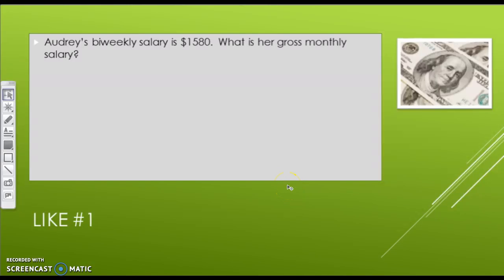Hello, Math Maniacs. Here we have a question about salaries. It says Audrey's biweekly salary is $1,580. What is her gross monthly salary? Now, this question is a little more complicated than it first appears.